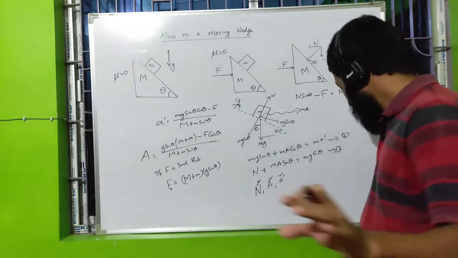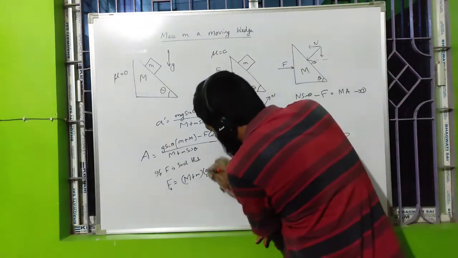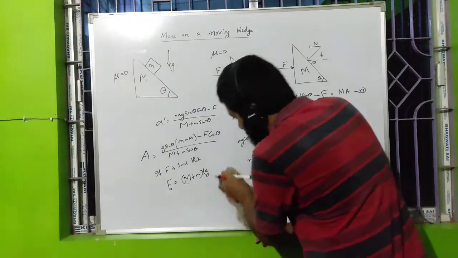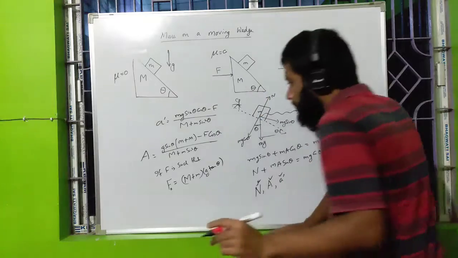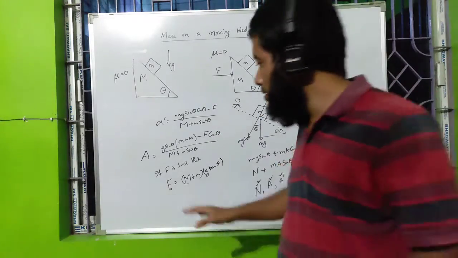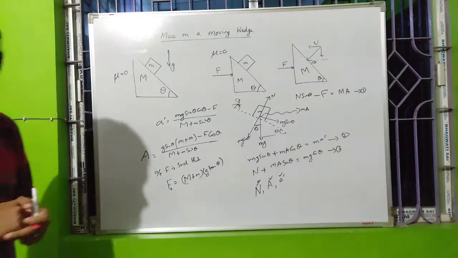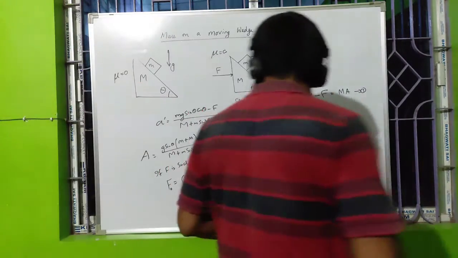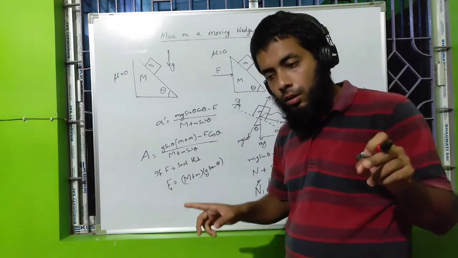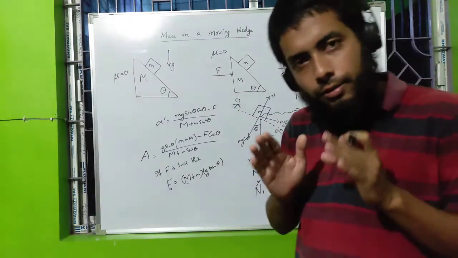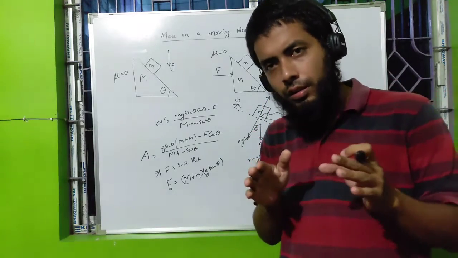That means I am telling you, if F is such that, I should have written capital M, it's my mistake, if F is such that F naught equals m plus M g tan theta, then what is going to happen? Please remember, what is F naught? F naught is that value when both the block and the mass are moving together.